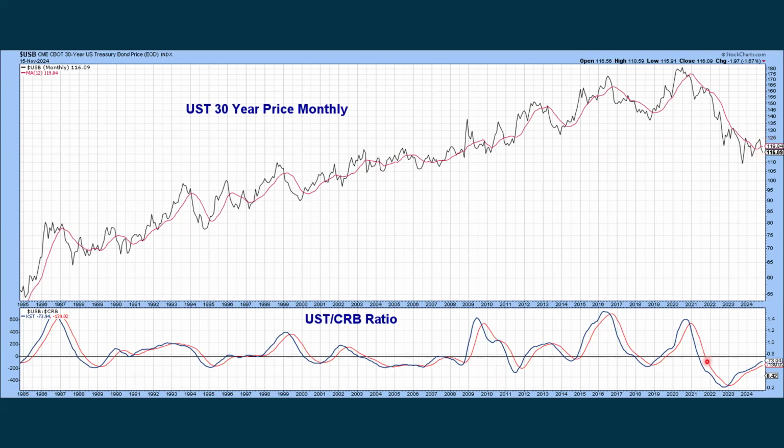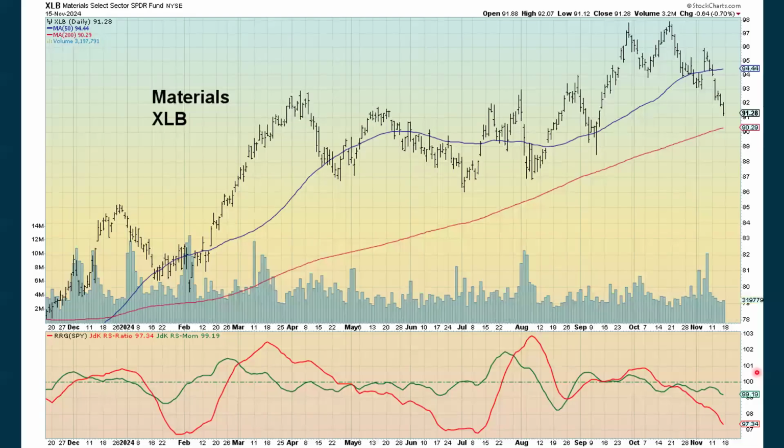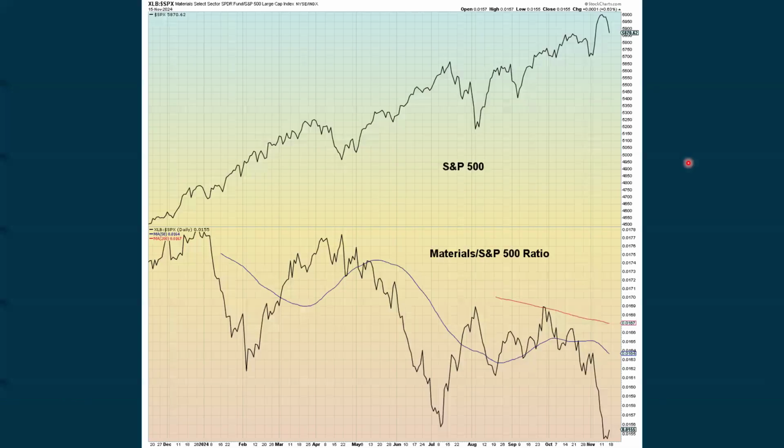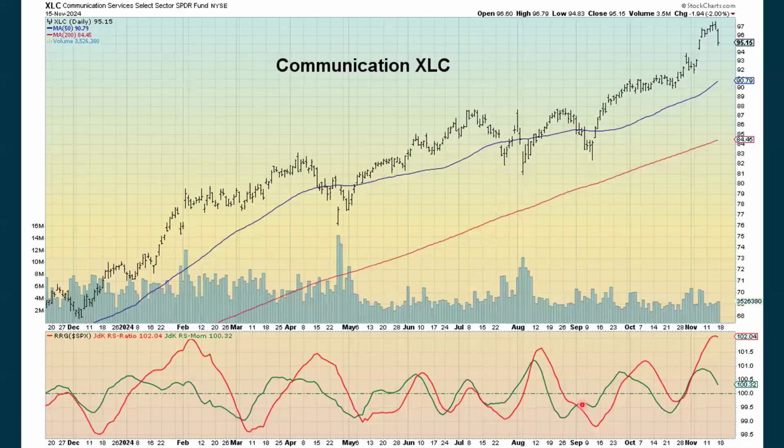And then we look at a ratio between bonds and commodities, and this has gone on now since the end of 2022, where the price of bonds are actually outperforming commodities with the ratio. Then I break it out and look at the different sectors, the 11 sectors that make up the S&P, where materials are in an uptrend, but they're falling below their 50-day moving average, but they're still above their 200-day moving average. And after going sideways for a while, they're back to underperforming the S&P on a ratio basis.